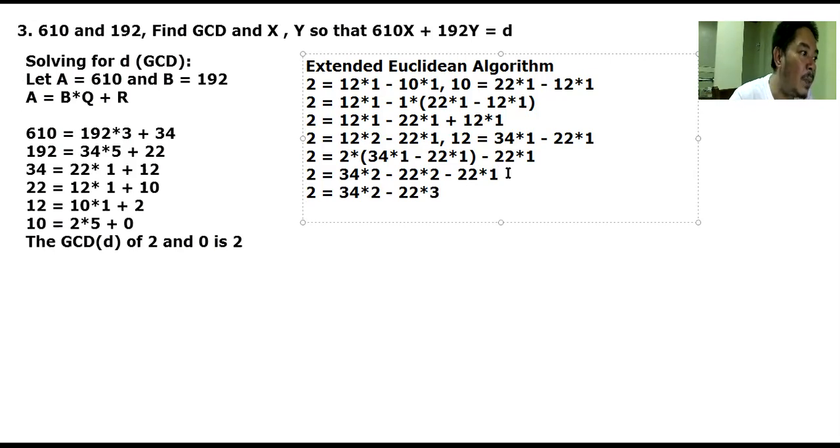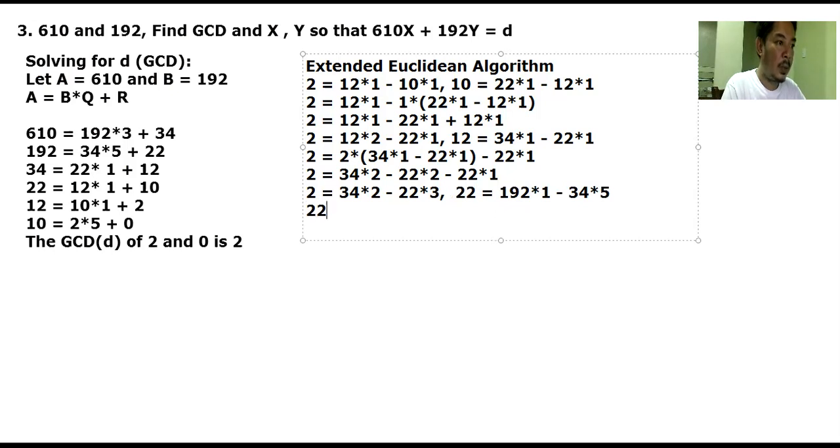Next, hanapin naman natin si 22. Ayan si 22. So, number 2. So, 22 is equals to 192 times 1 minus 34 times 5. So, substitute na po natin dyan. 2 is equals to 34 times 2 minus 22 po. So, dito na lang. 3 asterisk times 192 times 1 minus 34 times 5.